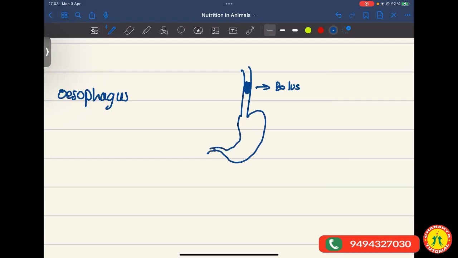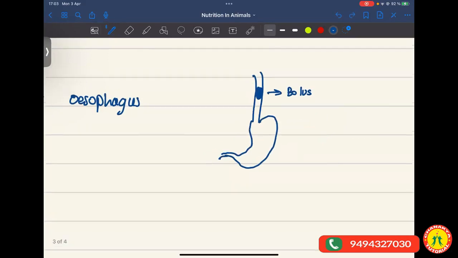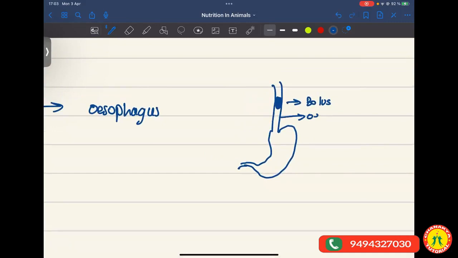Our stomach is a J-shaped structure, okay? So the bolus, and this is your esophagus, and this is your stomach. This is how your food passes through. Where will it go after this? Where will it go here? Small intestine. Very good. So this is how the movement of the food inside the alimentary canal is.